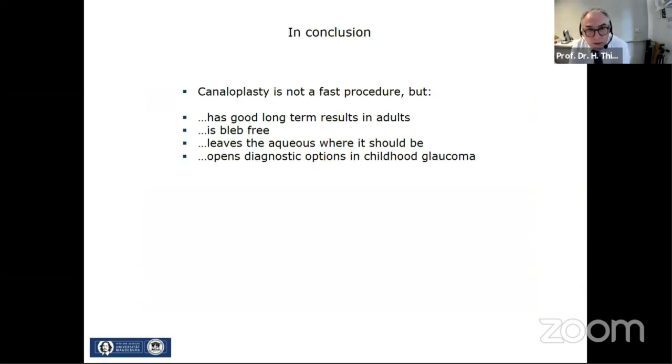So in conclusion, I'm at the end of my talk in 10 minutes. Canaloplasty is not a fast procedure, but has very good long-term results in adults, is bleb-free, which I like. Professor Pfeiffer will talk about the blebs, and I love blebs as well when I need them. But it is bleb-free, leaves the aqueous where it should be and should drain, and opens vast diagnostic options for childhood glaucoma cases. Thank you very much for your attention.